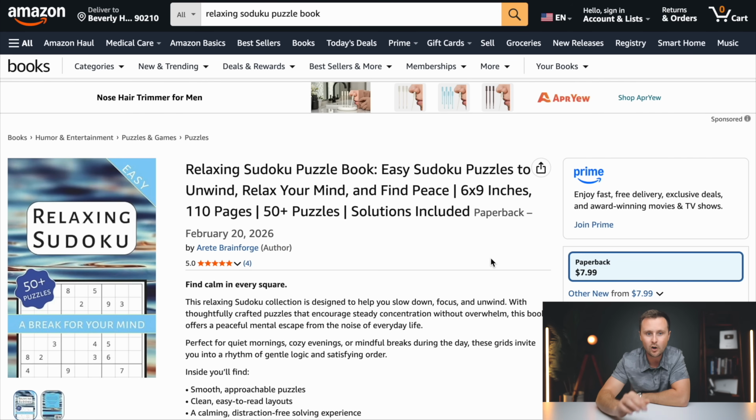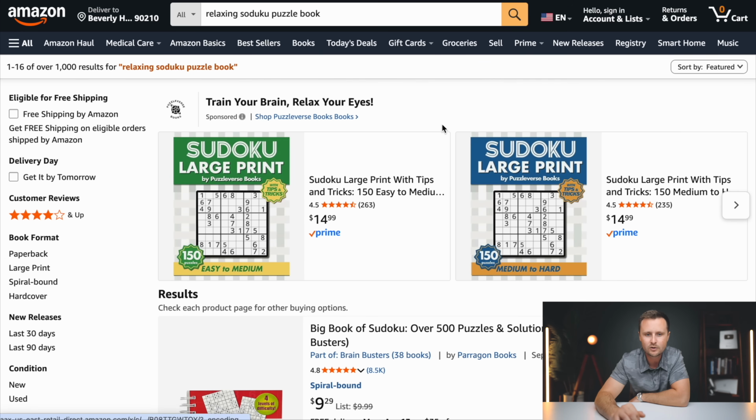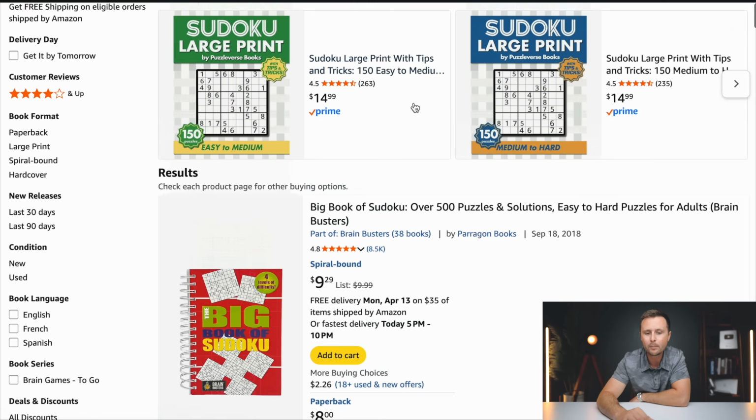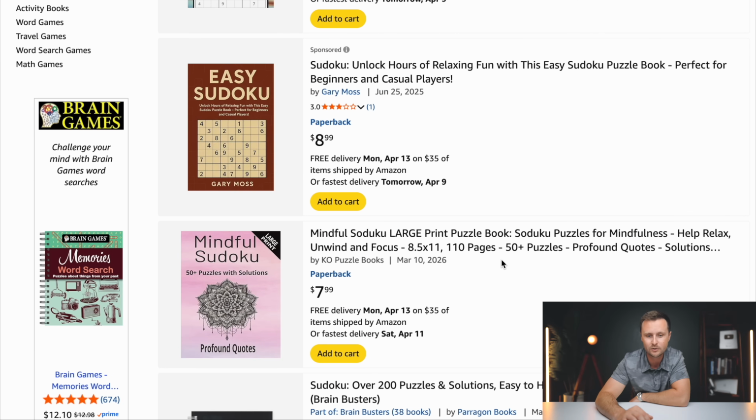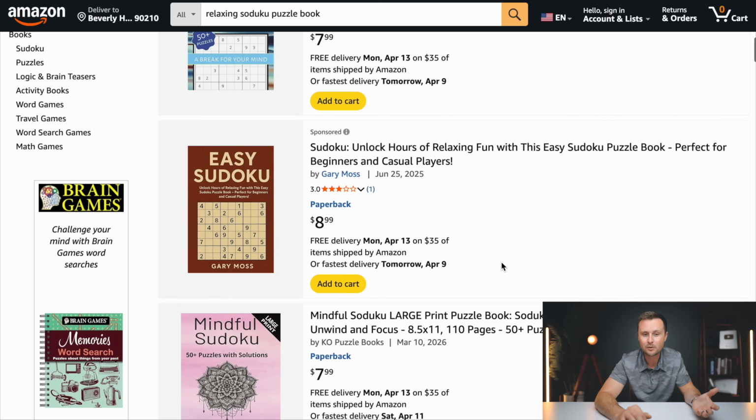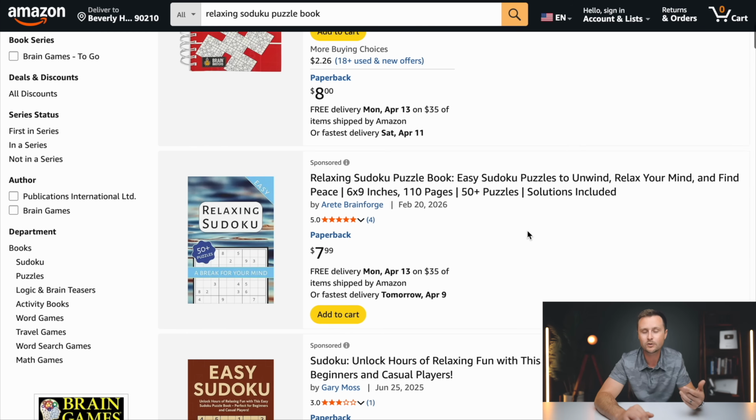But the reason that it works like this is because Amazon is based on search ranking and search traffic. So to show you a quick example of this so it all makes sense, if we go back to these search results, we've searched for relaxing Sudoku puzzle book. Our goal here is to get our book to show up as one of these first couple books on the first page of search results. So that is the ranking part of the equation. We want our book to rank as one of these first few search results.